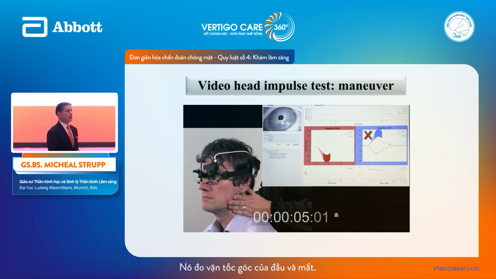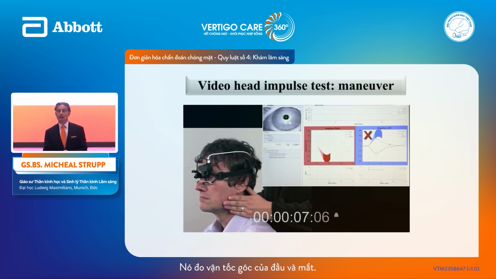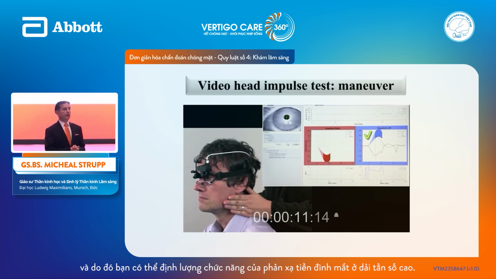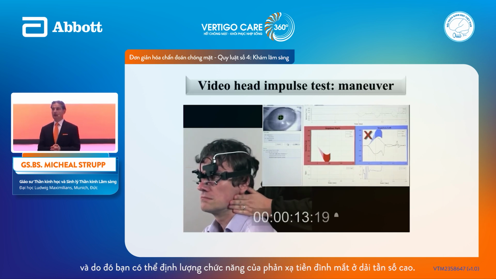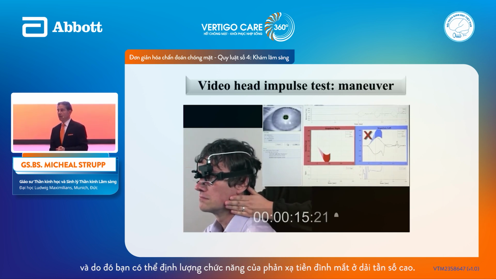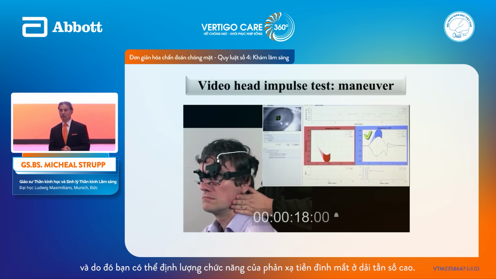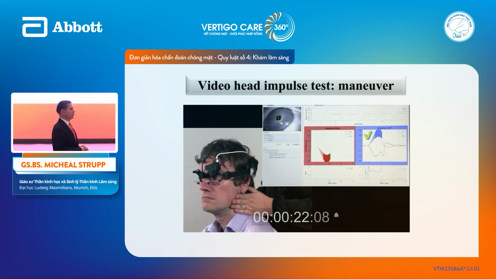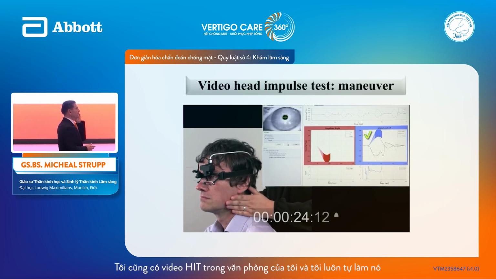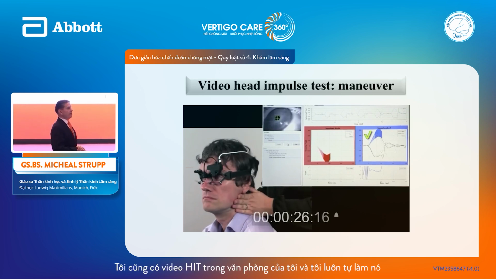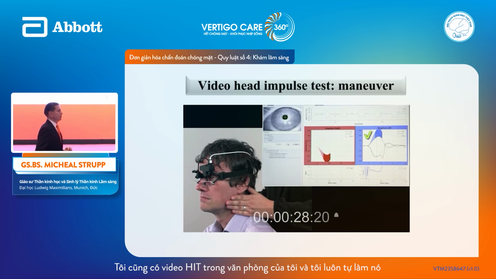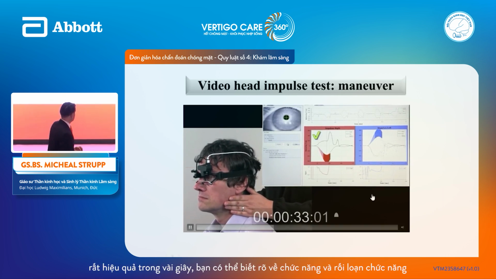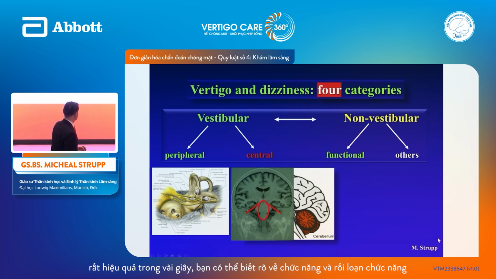It measures the angular velocity of the head and the eye. Normally it's symmetrical during head turns, and thereby you can quantify the function of the vestibular ocular reflex in the high frequency range. And it's by far the most important test. I also have the video HIT in my office, and I always do it on my own. It's very efficient. Within seconds, you have a good idea about the function and the dysfunction.